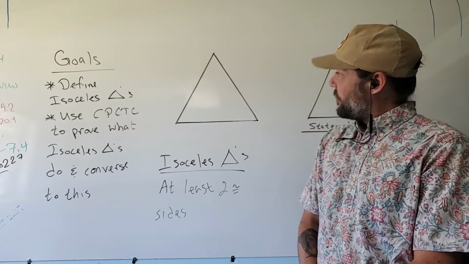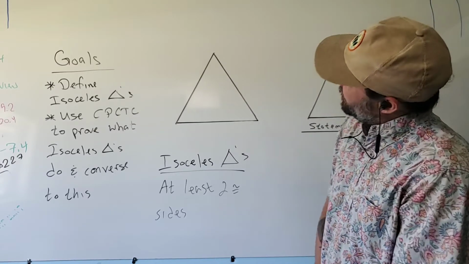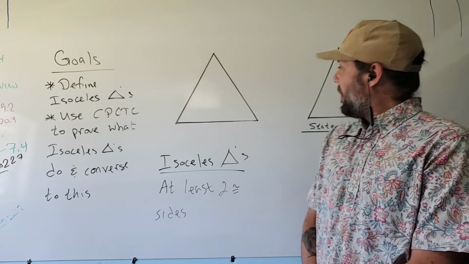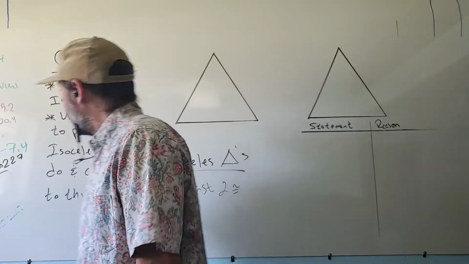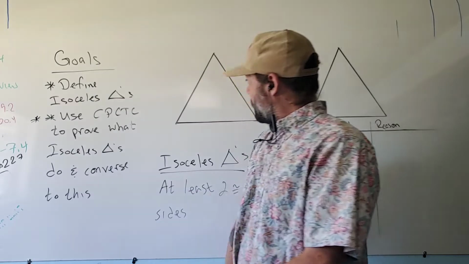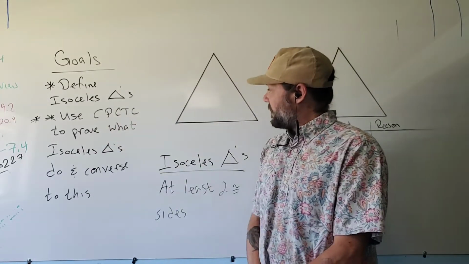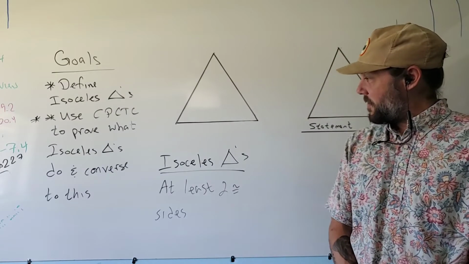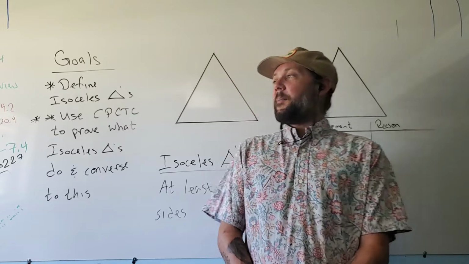So let's go ahead and get started with our lesson. Our first goal is going to be to define an isosceles triangle. And then our second goal, goal 2, is going to be to use corresponding parts of congruent triangles are congruent to prove what isosceles triangles do. And we're going to also prove the converse to this. And so let me just go ahead and jump right in.